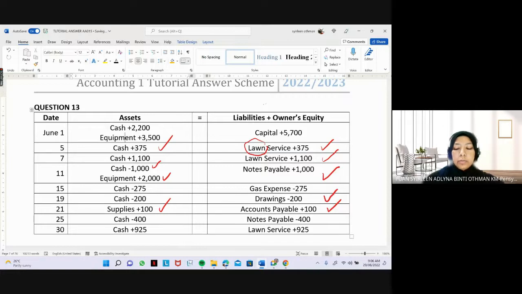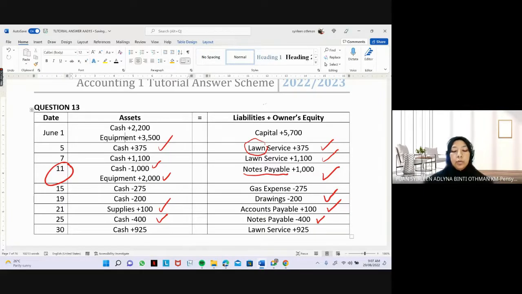Okay, untuk transaction 11 hari bulan. So 11 hari bulan ni, kamu ada hutang 1,000. So now you are paying 400. Tak bayar semua bayar 400 je. So just now you owed on notes payable. So now we are paying the notes payable with the amount of RM400. So kita minus 400 from your cash and kita minus 400 from your notes payable as well.